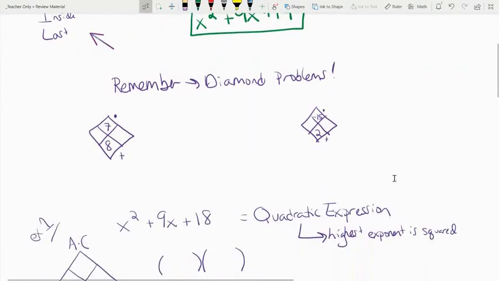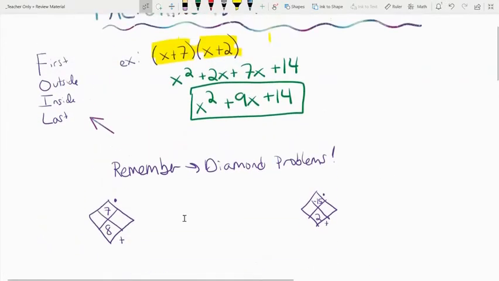Okay, so let's go to another blast from the past, which you guys also have done in this try, and that's diamond problems. So let's kind of review diamond problems. You have an assignment in OneNote this week about diamond problems that you should have done. So remember that in a diamond problem, you have something that looks like this.